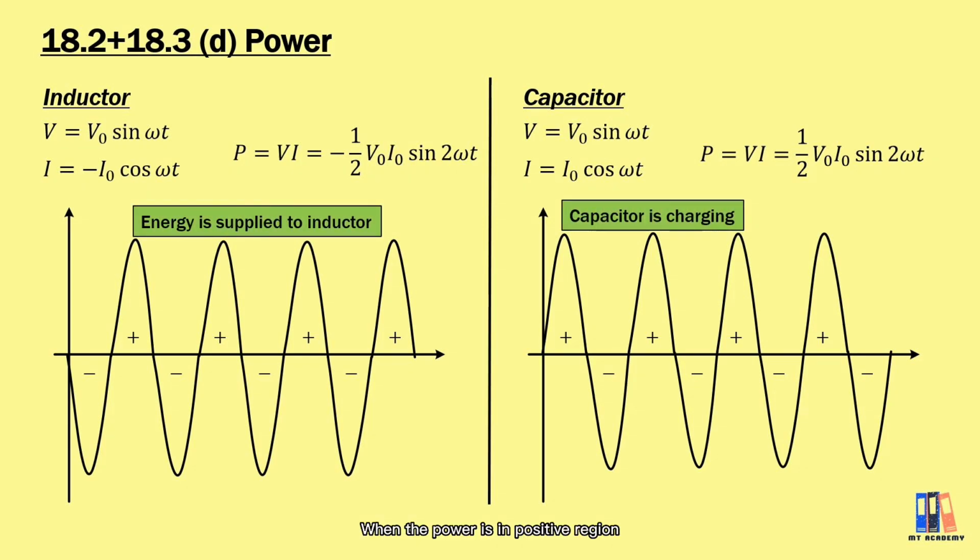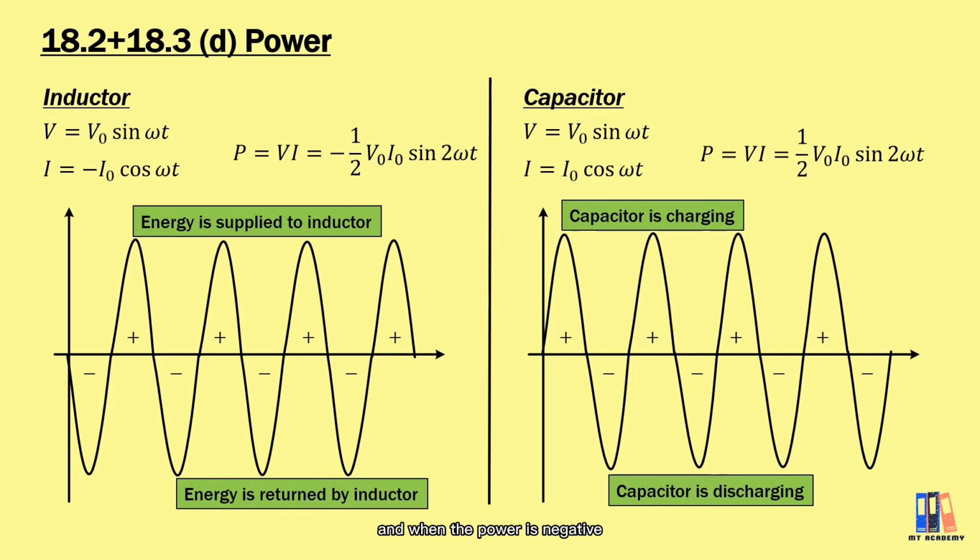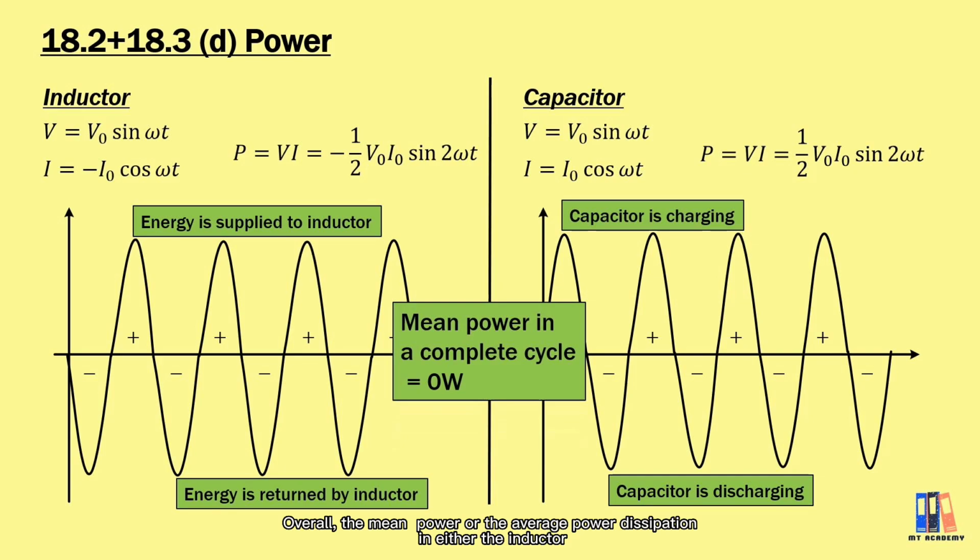So when the power is in positive region, the energy is supplied to the inductor, or we also have learned that the capacitor is charging. And when the power is negative, it is the reverse way, that the inductor supplies energy back to the circuit, or the capacitor is discharging. So we have learned that an inductor and a capacitor are components that are able to store charge, and they will dissipate their charge based on the different scenario. So both these components are experiencing the repeating process of charging and discharging when there is AC current flow. Overall, the mean power or the average power dissipation in either the inductor or the capacitor would be zero in a complete cycle of waveform.